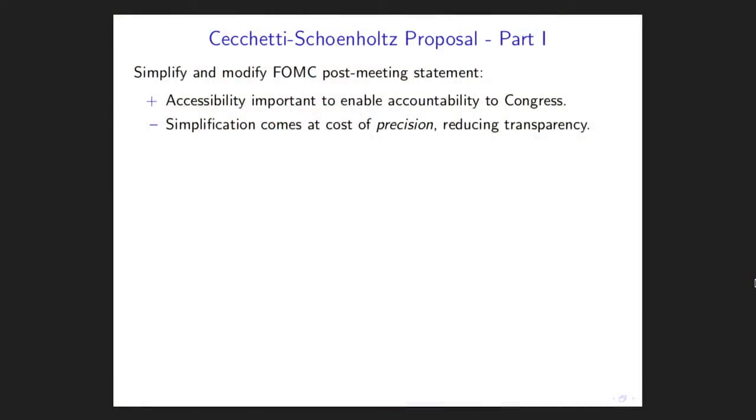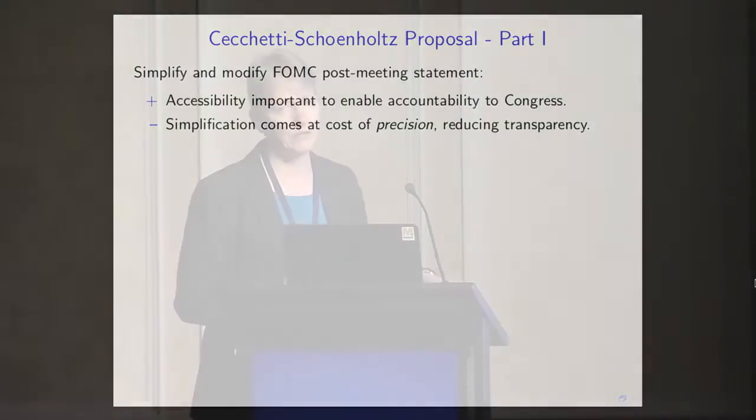With respect to the statement, the proposal of the paper is to greatly simplify and modify the statement. I fully believe in making the statement accessible, but that's important for accountability. It should be readable to people in Congress. That's what the Fed is accountable to. But the paper suggests going even further, to simplify it to such an extent that it will be readable by high school seniors. But there's a trade-off there. Simplification comes at a cost of precision. You provide less information, and as a result, you reduce transparency.